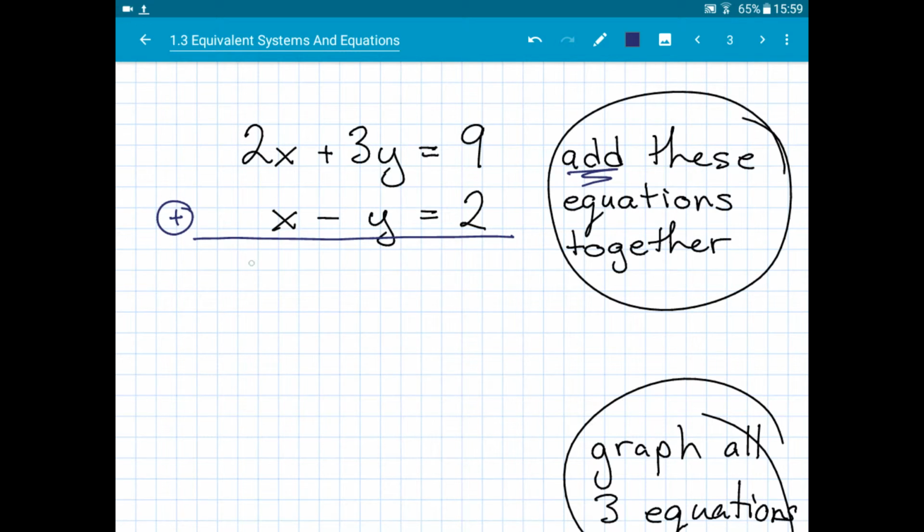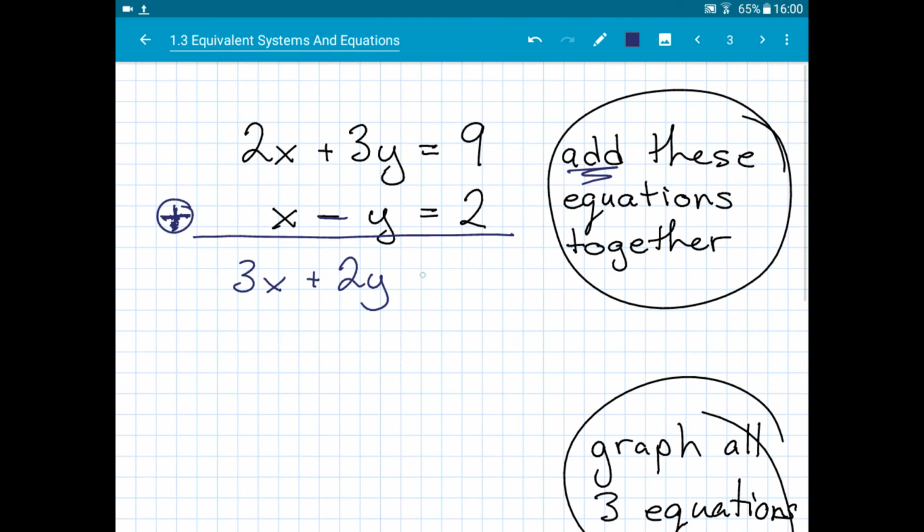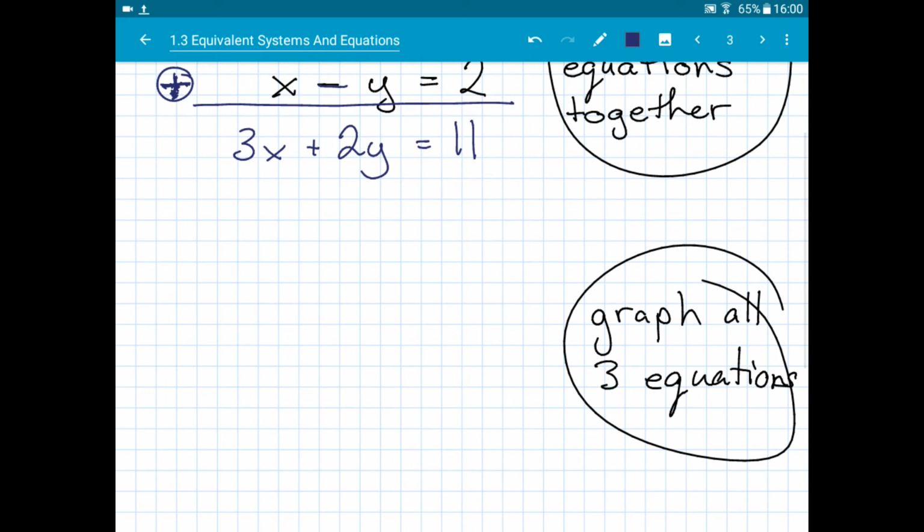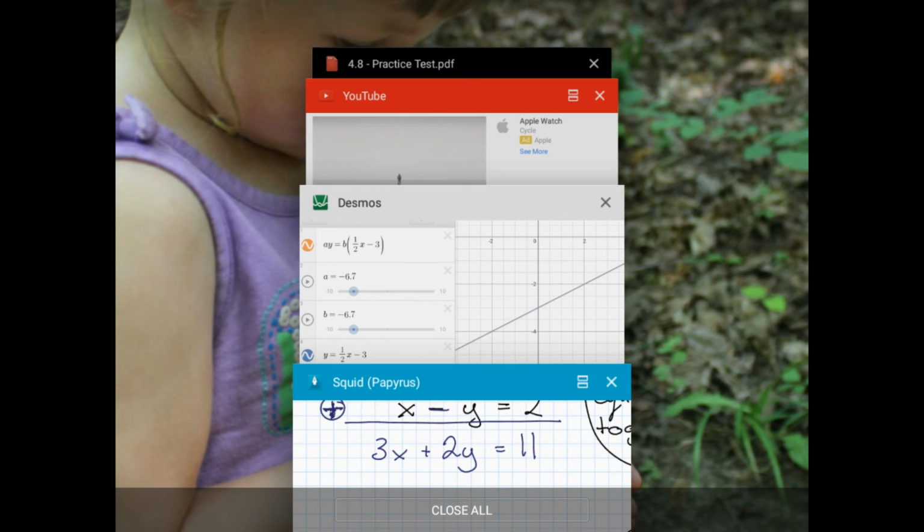So 2x plus x is 3x. 3y minus y is going to give us 2y. We have to minus because it's 3y plus, so plus minus y. And plus and minus give you plus, equals 11. So now we've got these 3 equations. And what we're going to do is we have to graph all 3 of those equations.